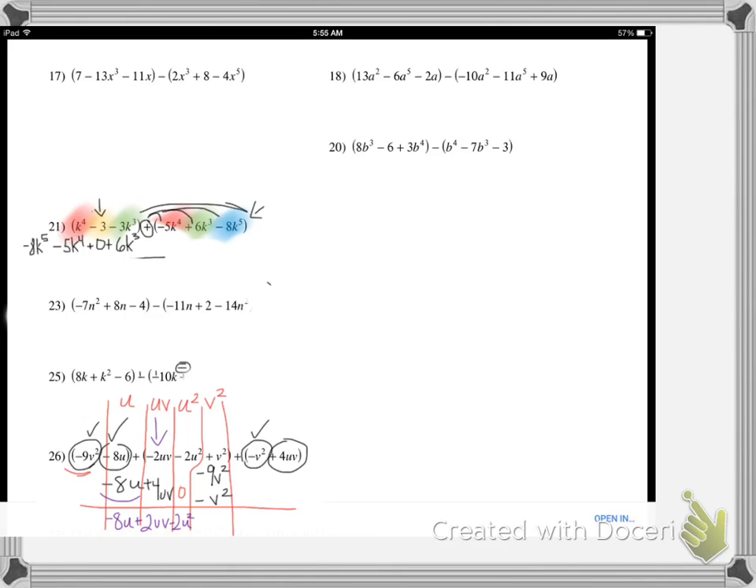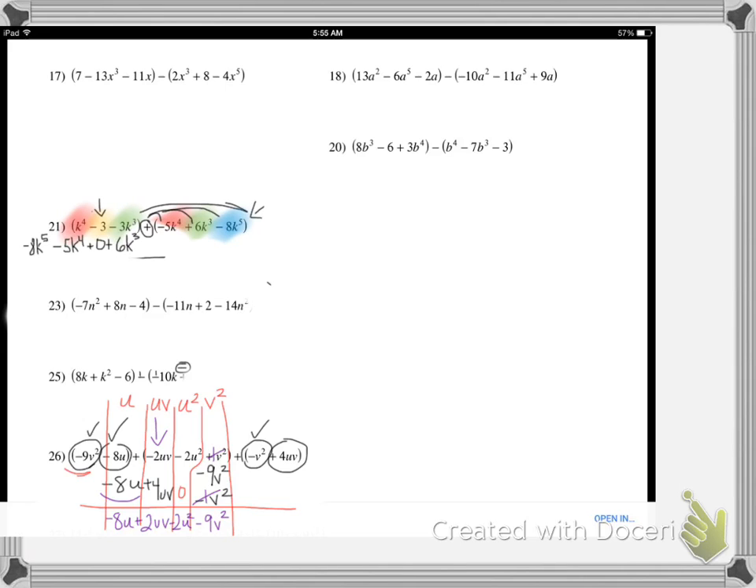And a whole bunch of v squareds, right? We have a negative 9 and a negative 1. That's a negative 10v squared. And then this little positive 1 brings me back down. These two cancel out to a negative 9v squared.